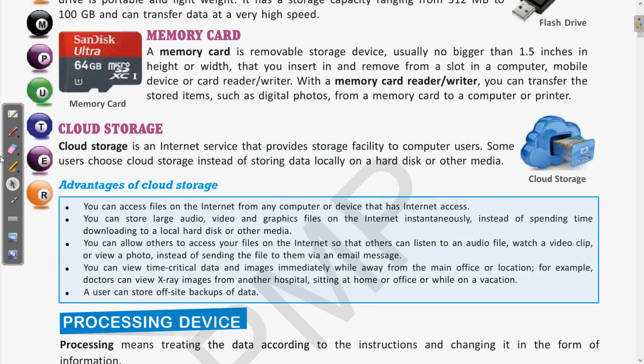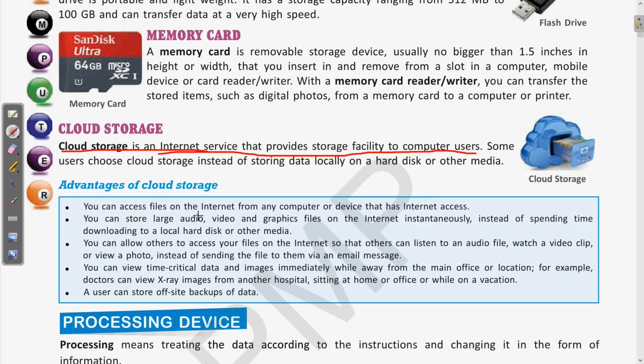So cloud storage is the internet service that provides the cloud. Let me erase once. So cloud storage is the internet service that provides storage facility to the computer user. Clear? So this is an internet service on which you can store the information. This is the definition of cloud storage. You can give some examples also. The example of cloud storage is Google Drive.